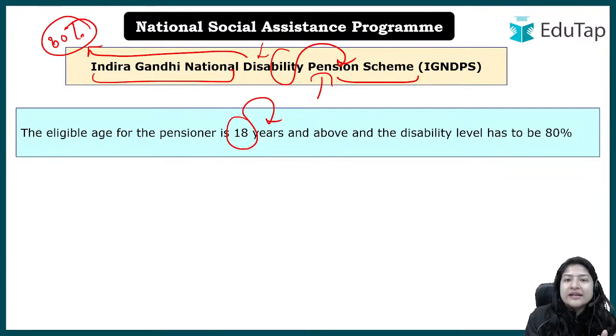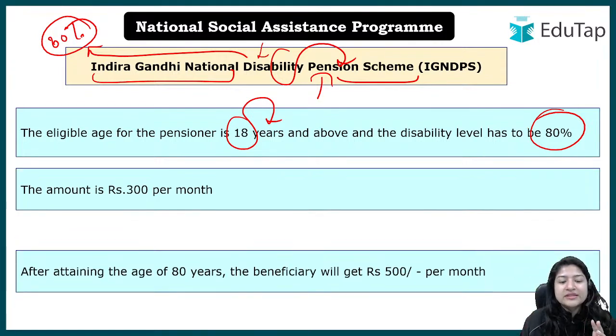So even though they are disabled, they have their own separate schemes to get the benefit from, right? But under this scheme they are not eligible, because here the working age, वैसे तो 15-16 भी in some conditions are there, right? But 18 years is the legal age. तो eligible age for pensioners 18 years है in that, and disability level has to be 80% to get the benefit. ठीक है, अब कितना मिलेगा इसमें?